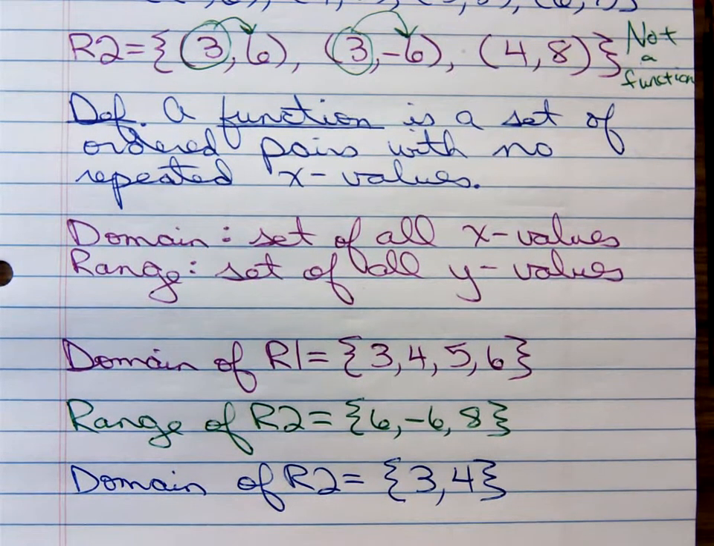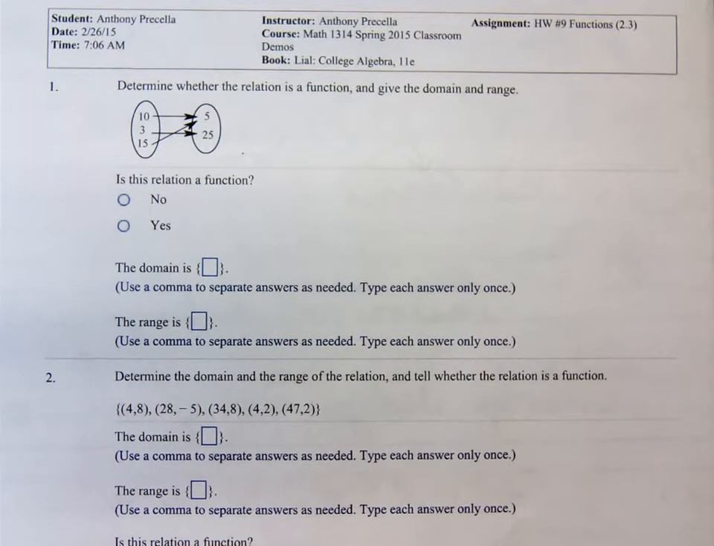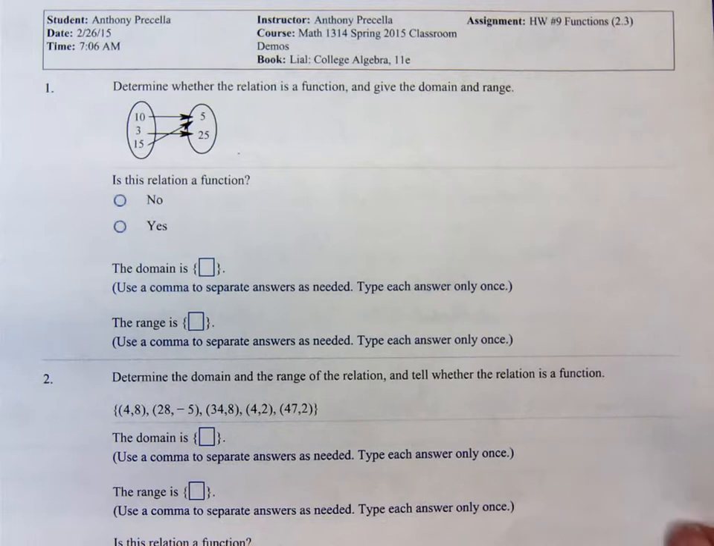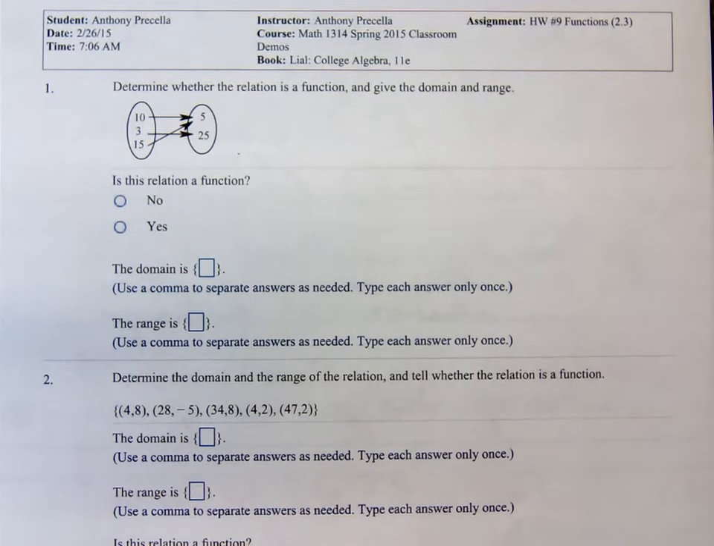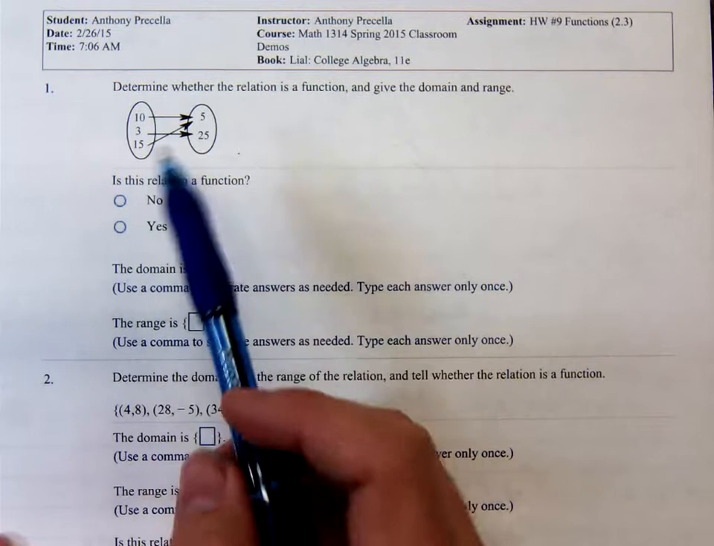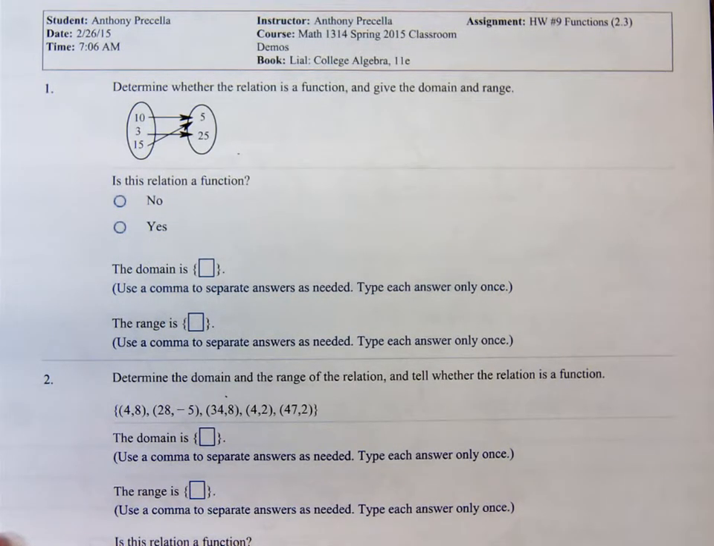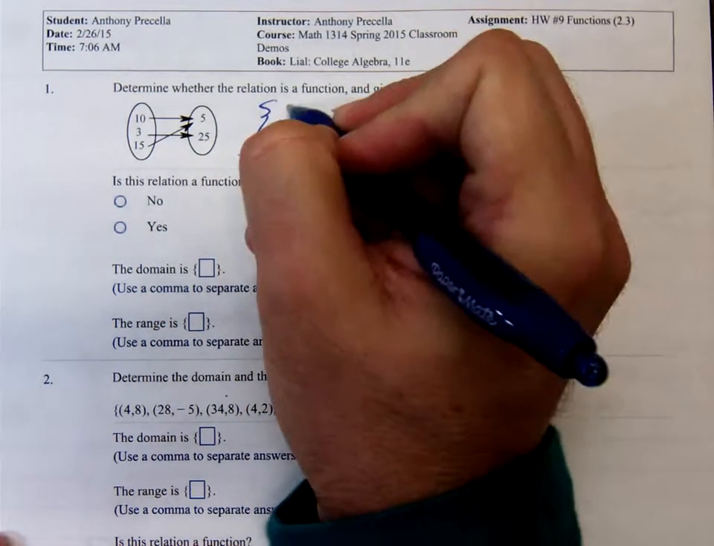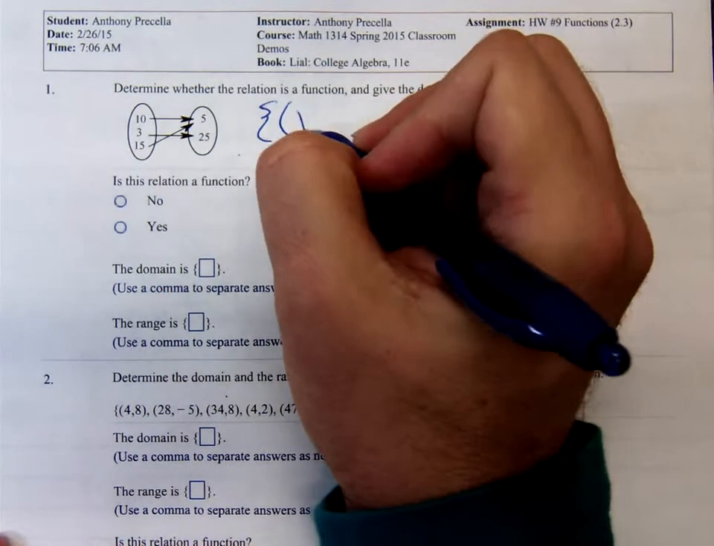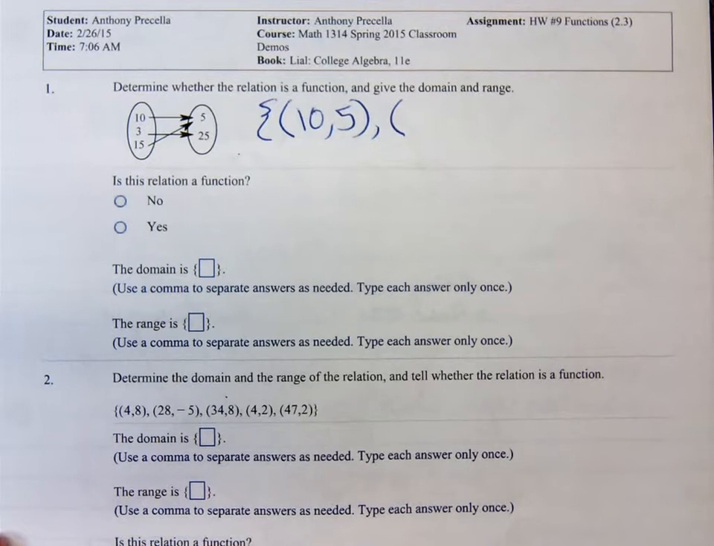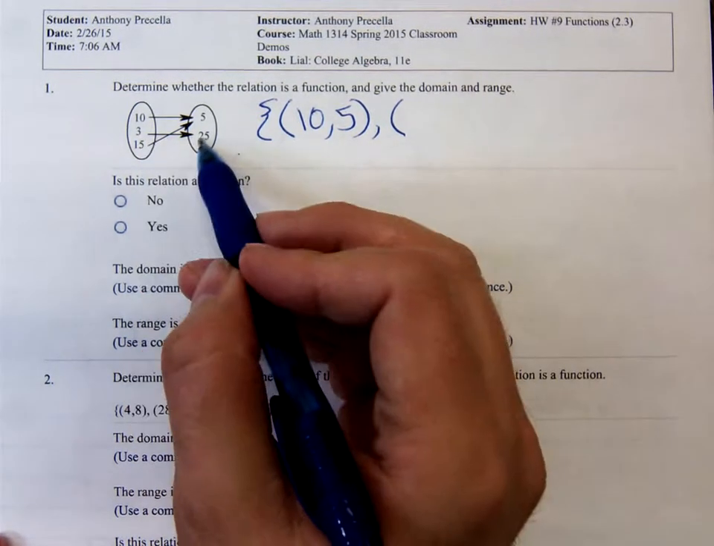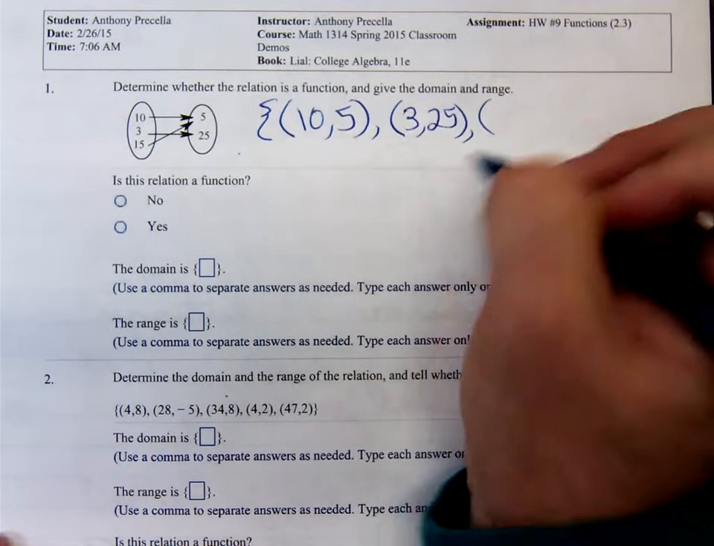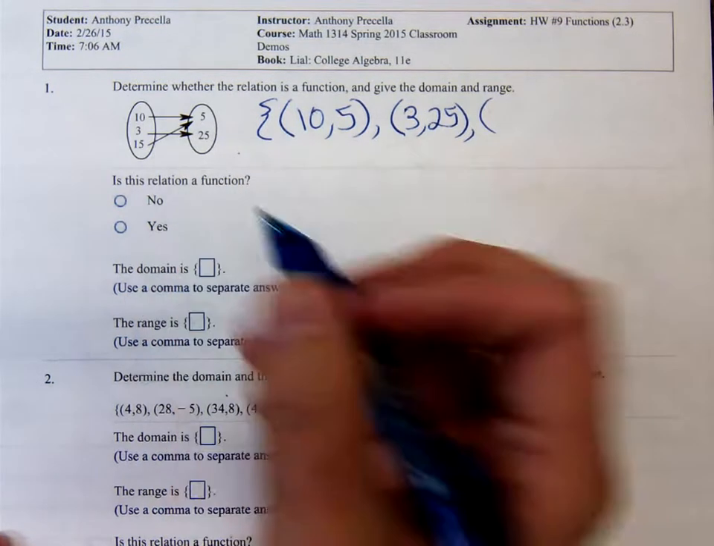So with all of that in mind, let's look at number one. I printed out the homework assignment, and so let's look at number one. Determine whether the relation is a function and give the domain and range. Okay. Looking at number one, do y'all see that a diagram like this is referred to as a mapping, and they're trying to show ordered pairs. Do y'all see the ordered pairs that are being generated? This is saying the number 10 is assigned to 5, so we have the ordered pair 10, 5. What's another ordered pair that's being generated? 3 is being assigned to 25, I agree, and 15 is being assigned to 5.